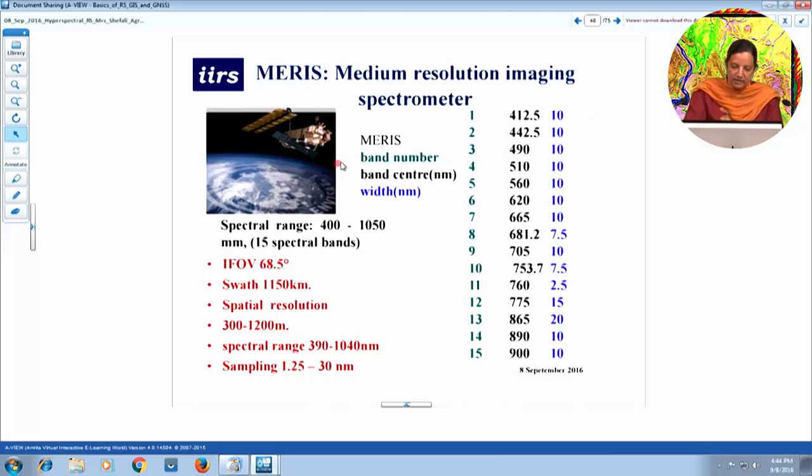Another spaceborne sensor is the Medium Resolution Imaging Spectrometer, which has variable bandwidth from 10, 7.5 to 2.5 at variable wavelength regions, and a spatial resolution which varies from 300 to 1200 meters, again operating in the spectral range from 390 to 1040, and a sampling interval of 1.25 to 30 nanometers.